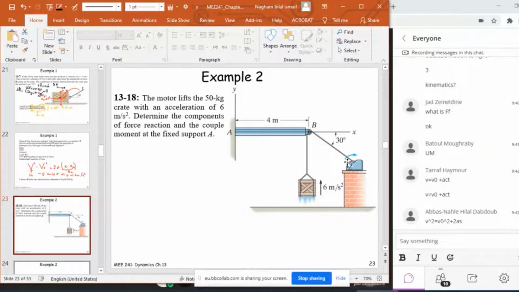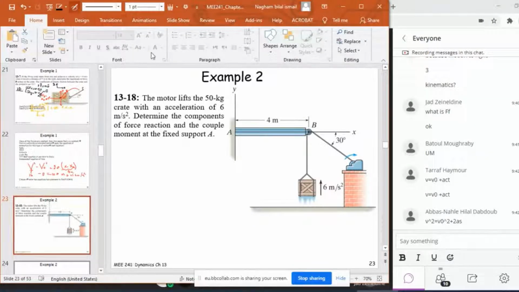In this example, I have a motor that is used to lift a 50 kilograms crate with an acceleration of 6 meters per second squared. So I know, guys, the acceleration of this crate. The question is to determine the components of force reaction and the coupling moment at fixed support.